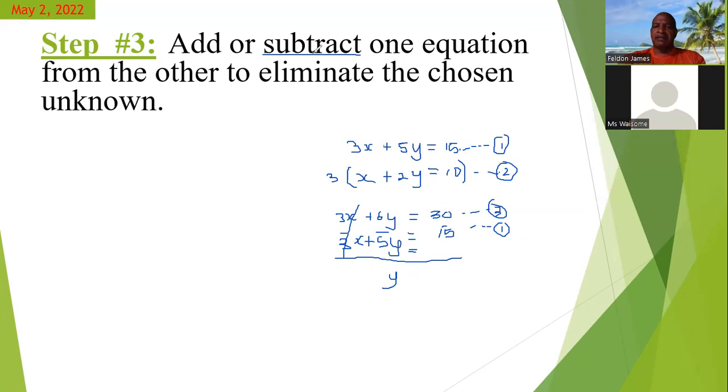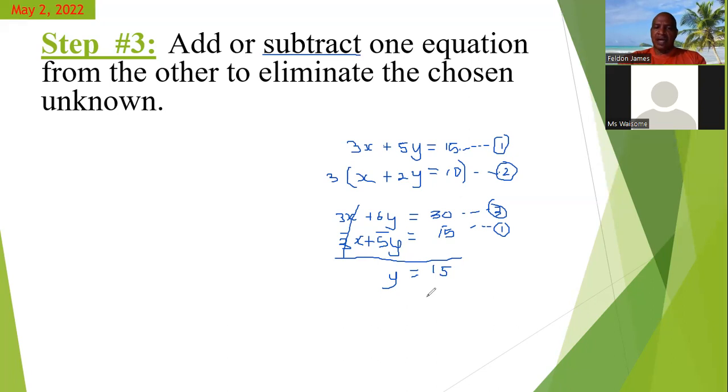So now we would have y. I think I put this equal sign in the wrong spot. All right, let me fix that. So this equal sign should be down here. So now we're taking away 15 from 30. So we would have y equal to 15.